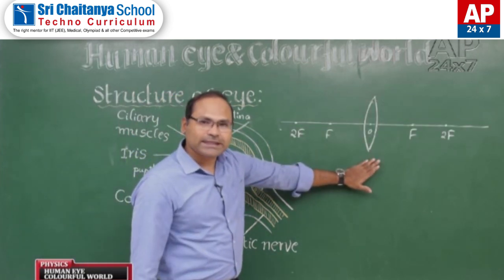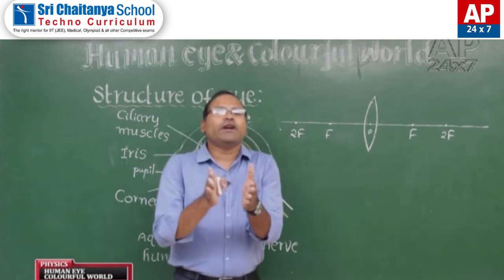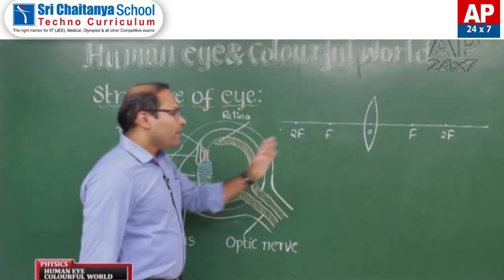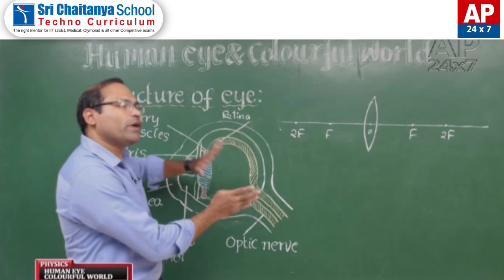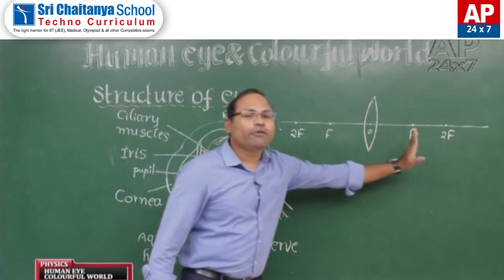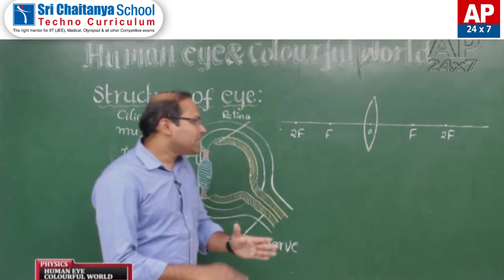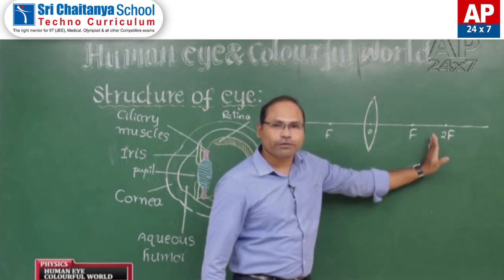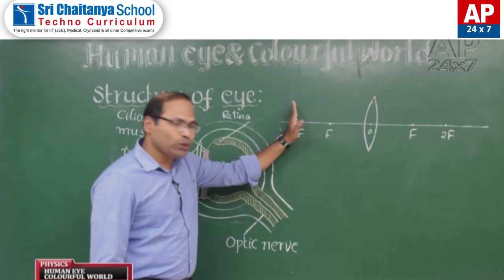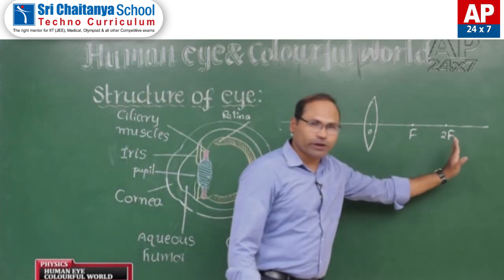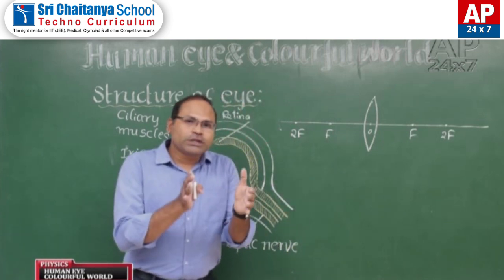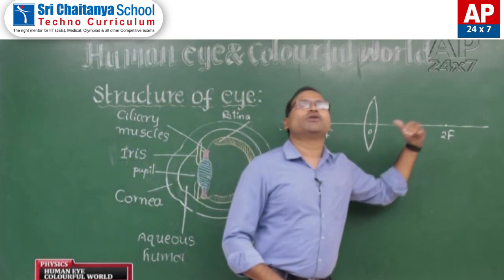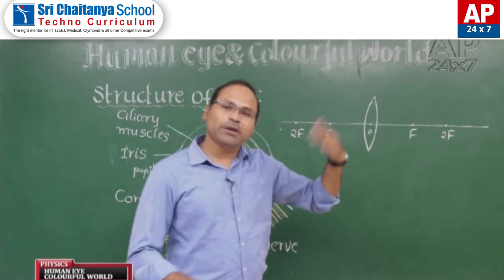In convex lenses, you already learned that for different object positions, we get images at different positions, isn't it? When the object is at infinity, that means very far from the lens, the image forms at focus. When the object is beyond 2f, the image is formed between f and 2f. And when the object is at 2f, the image is also formed at 2f, right. Like that, whenever the object position changes, the image position also changes. That is what we learned in the previous lesson.